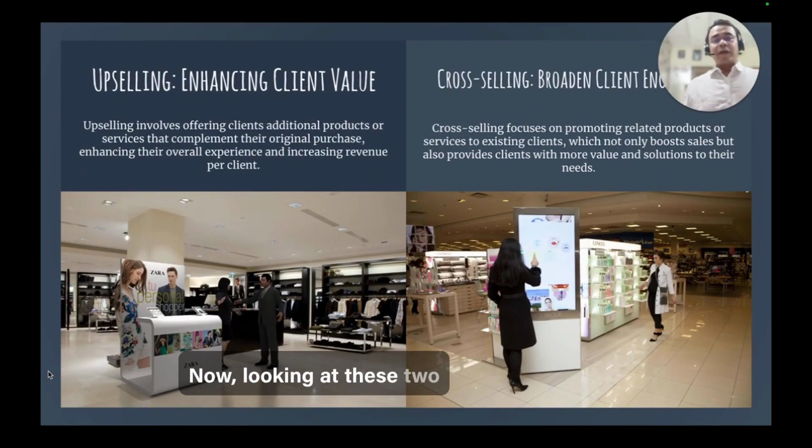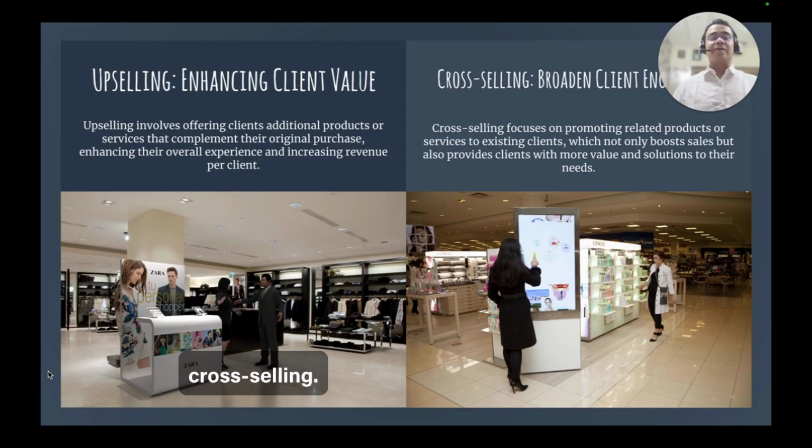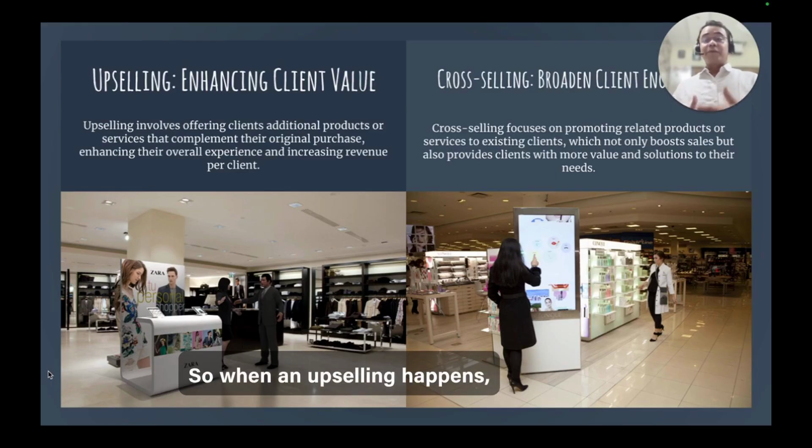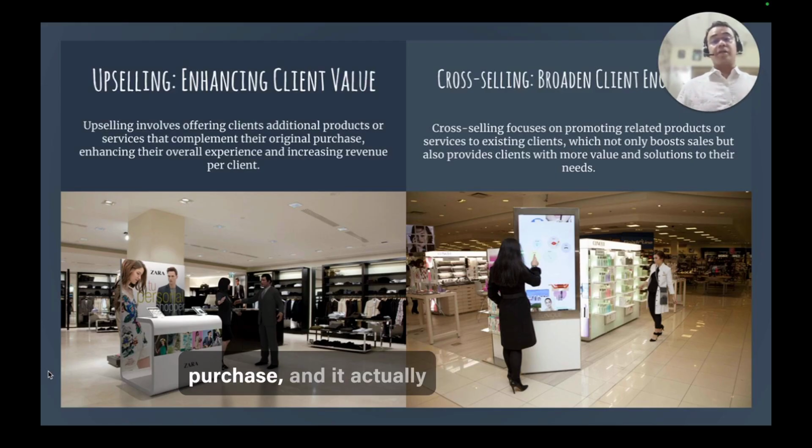Now, looking at these two aspects, any organization should effectively be looking at upselling as well as cross selling. This is very important as far as negotiation skills are concerned. When upselling happens, the service provider offers clients additional products or services that may complement their original purchase, and it helps in enhancing their overall experience and increasing the revenue per client.